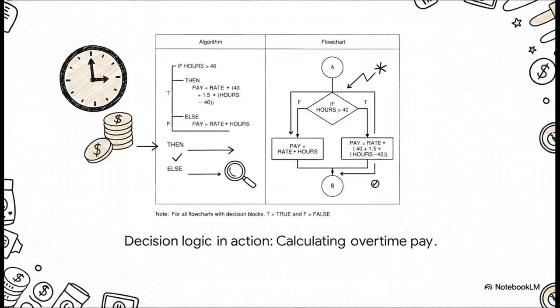The condition is if hours are greater than 40. If that's true, we follow the then branch, which calculates pay at a time-and-a-half overtime rate. But if the hours are not greater than 40, we follow the else branch, calculating pay at the standard rate. The else part is technically optional in programming, but here it perfectly catches our standard 40-hour workers.